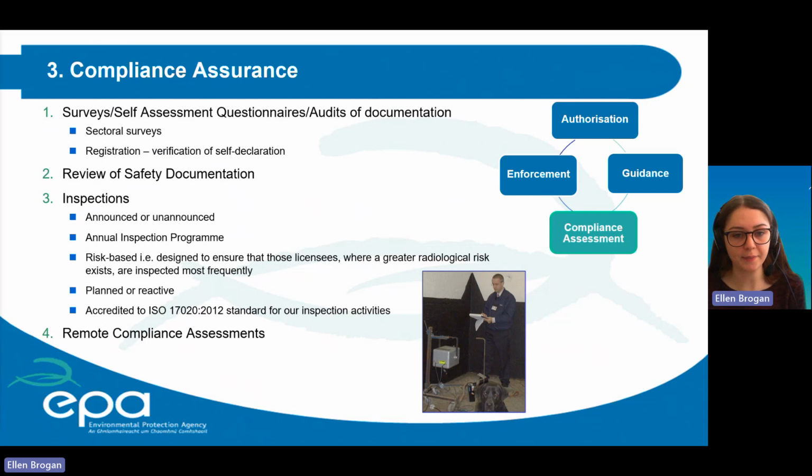And then thirdly, we have inspections. So an EPA inspector may carry out site inspections to verify compliance. So the inspection may be announced or unannounced, and it will include interviews and discussions with management and staff. It will also include the observation of radiation protection in practice and an examination of documentation and records. So inspections are based on an annual inspection program, which focuses on poorly performing and high-risk activities.